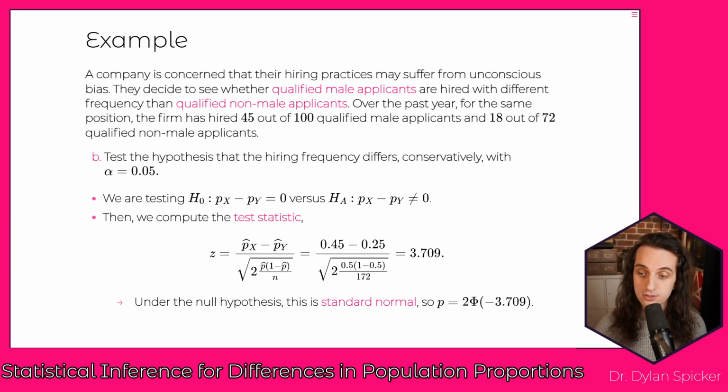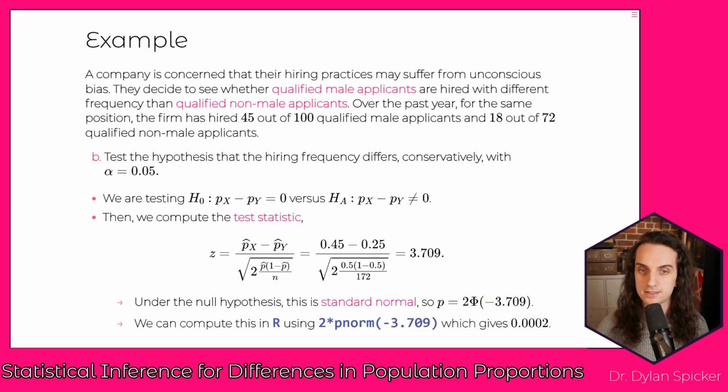If we want the p-value, then under the null hypothesis, this is standard normal. And so the p-value is going to be 2 times phi of the negative version of what we're looking at here. We still are dealing with a two-tail hypothesis test, so it's 2 times phi of negative 3.709. If we want to get this value, we can use statistical software. In R, it's going to be 2 times pnorm of negative 3.709, and if you plug that in, you get a value of 0.0002.